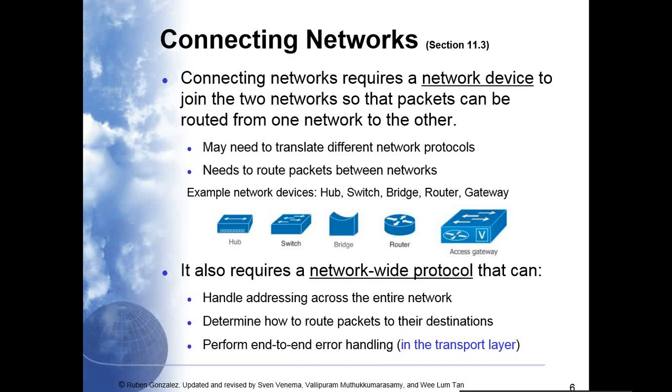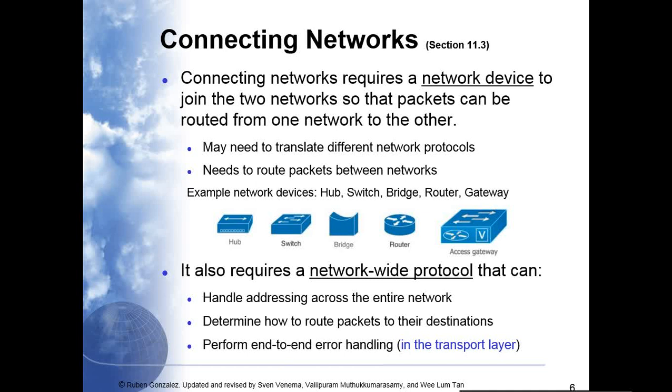Okay. And so there are some example network devices there: hub, switch, bridge, router, gateway. There's a bunch of those. They have different jobs. We'll talk about some of them later on. You also require a network-wide protocol that can handle addressing across the entire network, and this is what this post office model was referring to.